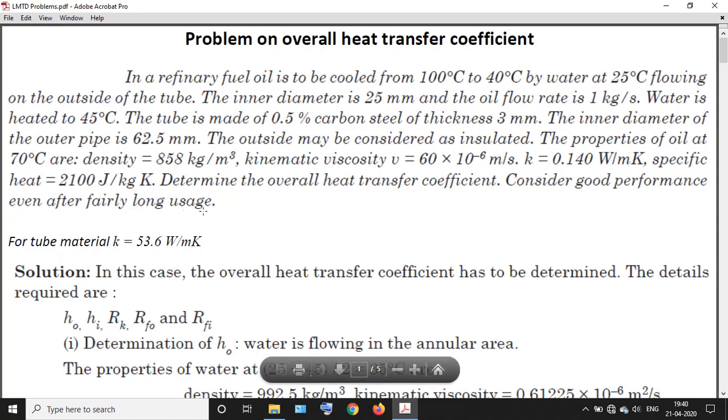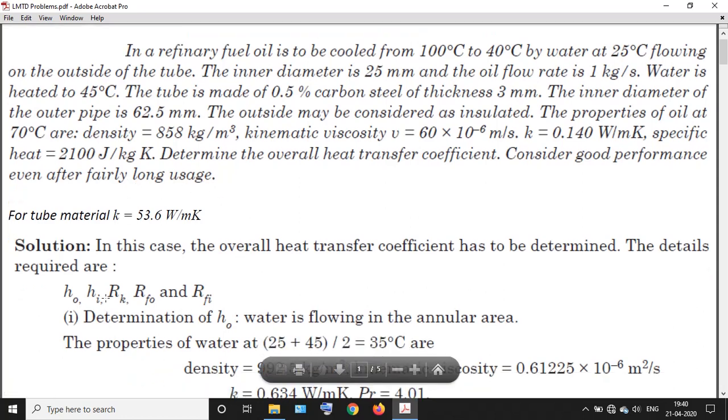So we need to estimate all these parameters, that is HO, Hi, the conductive resistance Rk, then the fouling factor for outside and inside, to estimate the overall heat transfer coefficient. So this procedure for finding HO and Hi is the one we discussed in convective heat transfer coefficient. Okay, so we have two fluids, one is oil and the other one is water. So first we will start from water, which is flowing in the annular area. So this annular area can be imagined as a concentric tube.